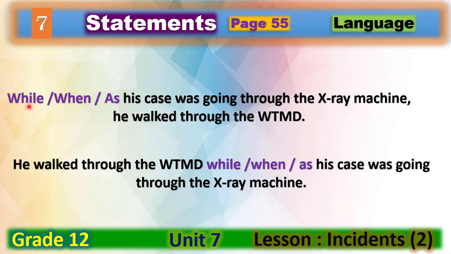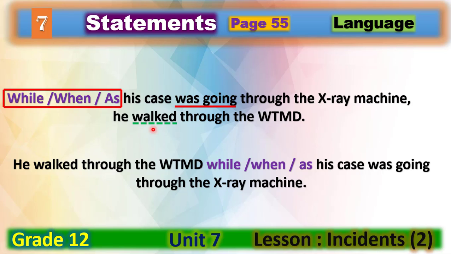When, as you can see here, when, while, and as are at the beginning of the sentence. What tense comes after them? Good. Past continuous. Was plus verb plus ing. Comma. The second sentence. What is the tense in the second sentence? The tense in the second sentence is past simple. Walked. Now let's move to the second example.